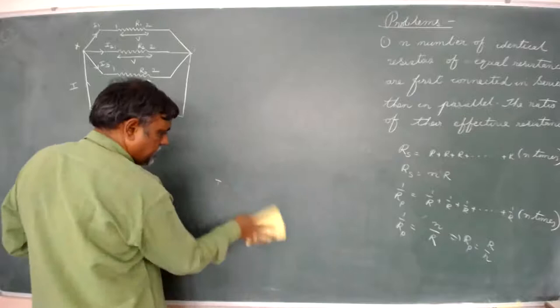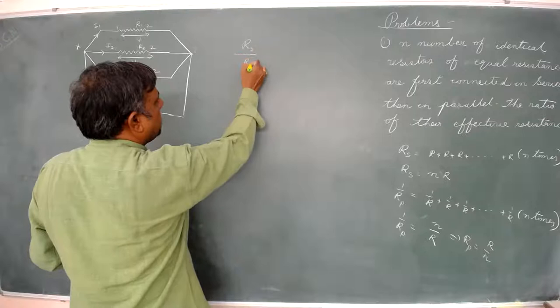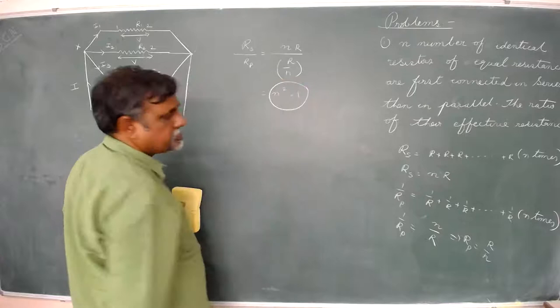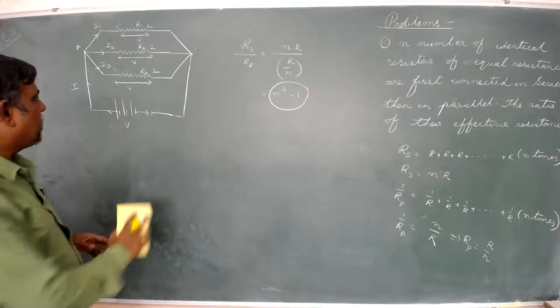The ratio of RS and RP is n into R divided by R by n, so this is n square is to 1. That is the ratio. Now coming to the next thing.